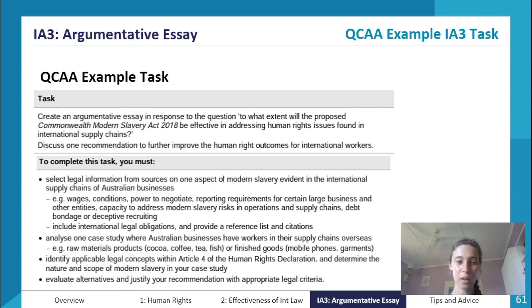So in this case, we've got an argumentative essay in response to the question, to what extent will the proposed Commonwealth Modern Slavery Act 2018 be effective in addressing human rights issues found in international supply chains? So, and then also one recommendation to further improve the human rights outcomes for international workers.